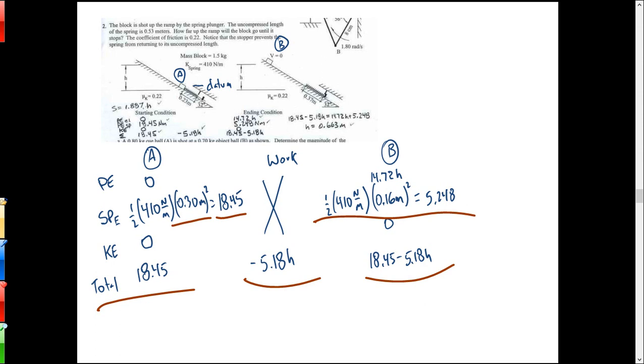at B, 5.248. So we know the total remaining energy, the initial energy minus the work, is equal to the spring energy plus the potential. Okay. So we just equate them, solve for H. That's how you finish this thing up. Okay. Any questions on that? Doing all right? We're good?